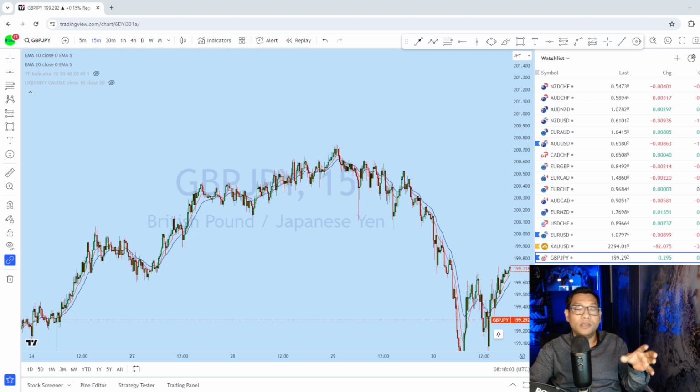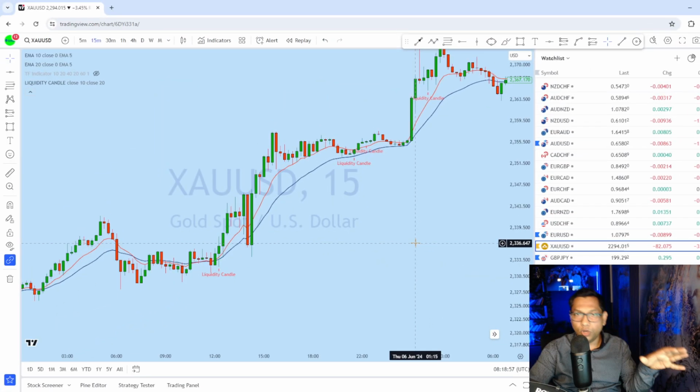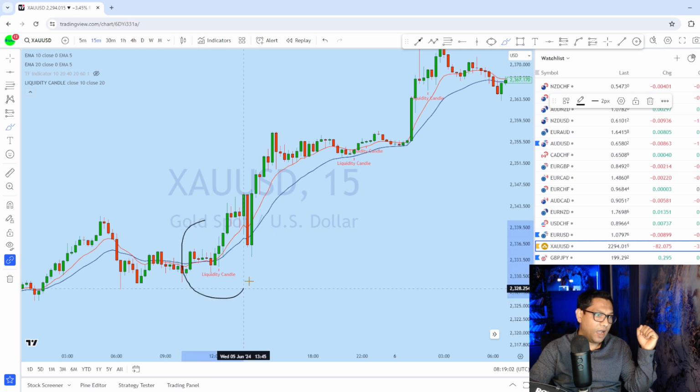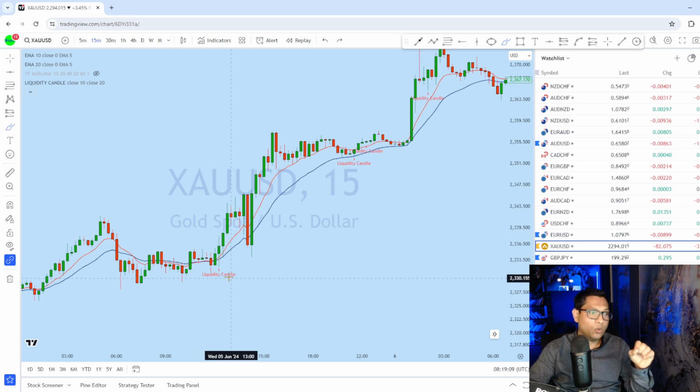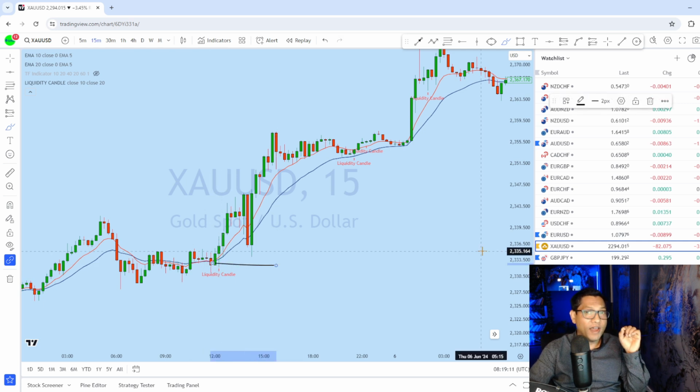Now I know that it's easier said than done, and to make that task easier, let's jump on to another trade that we have taken also in this live market on YouTube Live with hundreds of traders. Now this is another liquidity candle. If you look at this area where there is a high liquidity, this 15-minute chart on gold, this liquidity candle is formed exactly where the market became overextended.